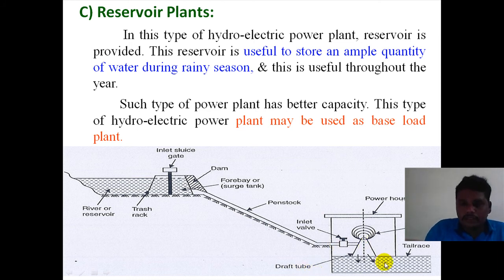Now, whenever the water comes out from the draft tube, the water moves to the tail race. Now this is the head race, and this will be the tail race. The water has reached the tail race. That's why reservoir plants store the potential energy during the peak period, otherwise the off-peak period.